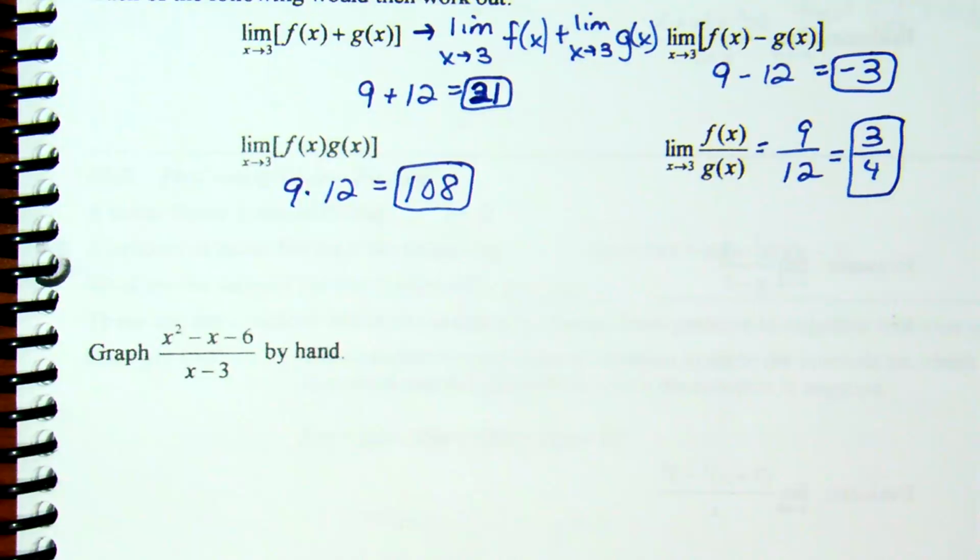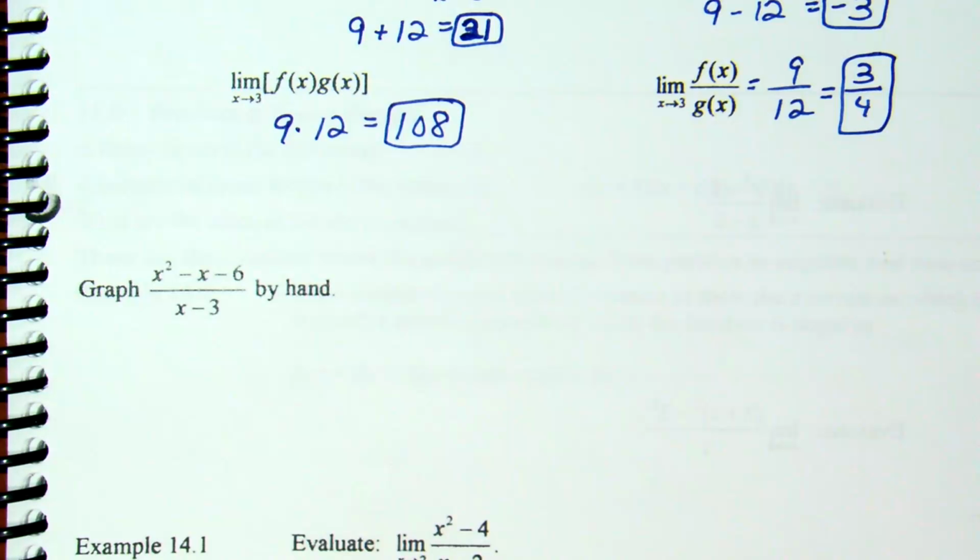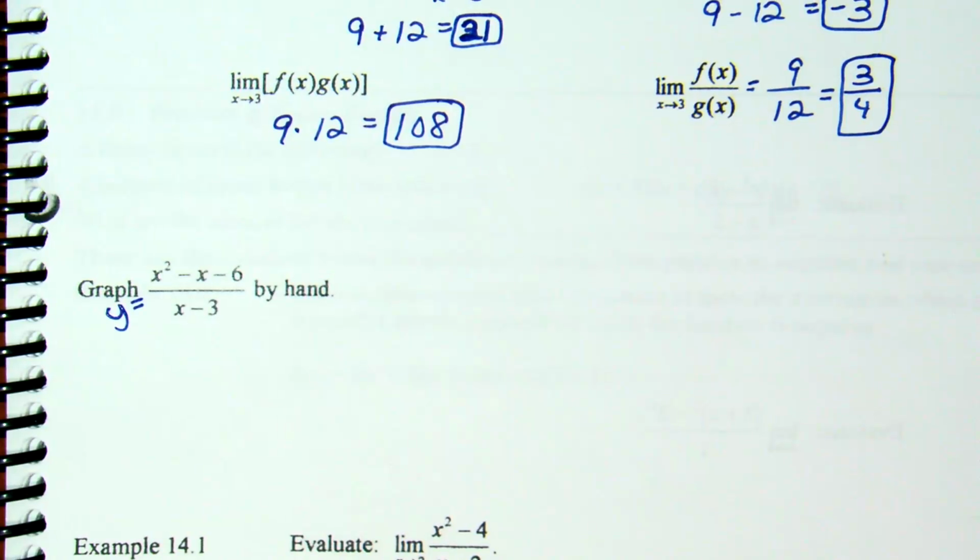Okay, moving along. Graph x squared minus x minus 6 over x minus 3 by hand. And technically this should say y equals, because you can't really just graph an expression. It needs to have an equation. So this really should say y equals. Okay, top of your head, any thoughts what this graph looks like?